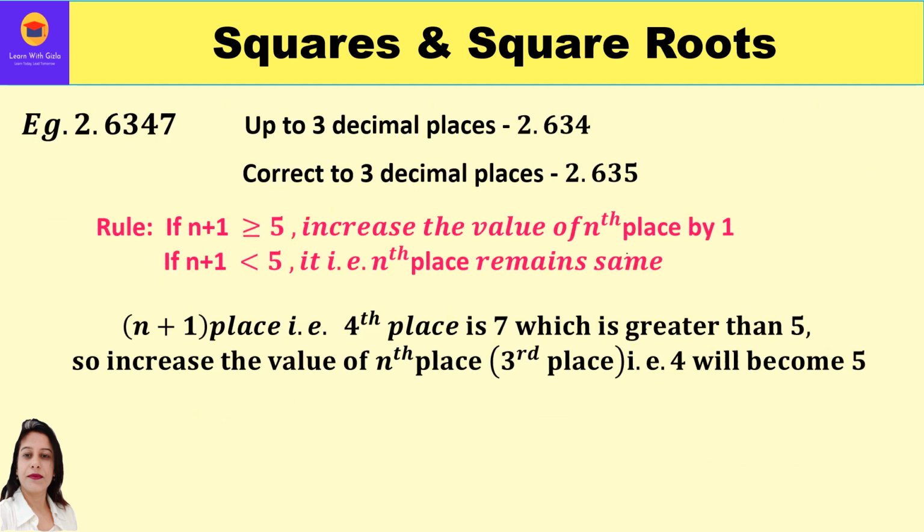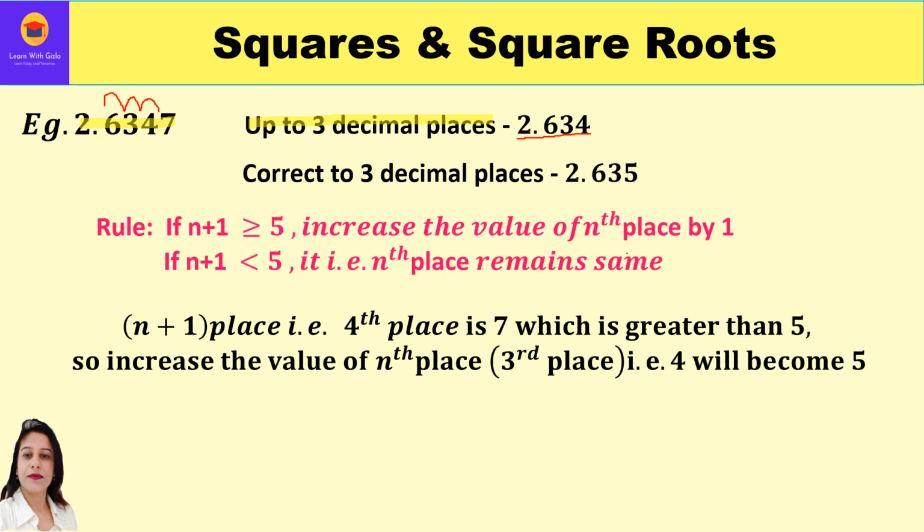Now let me take up an example to explain both the cases. The first case is up to a certain decimal place and the second case is correct to a certain decimal place. Suppose the square root of a number comes to 2.6347, and they have asked us to find the square root up to 3 decimal places. So we shall calculate up to 3 decimal places, right? So 1, 2 and 3. We will just take the first 3 decimal places, and no need to go further with the long division. We will just say that 2.634 is the square root of that particular number.